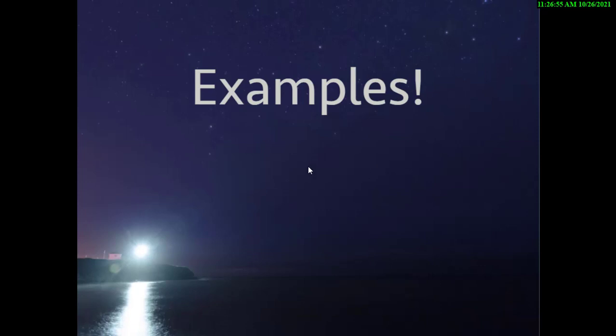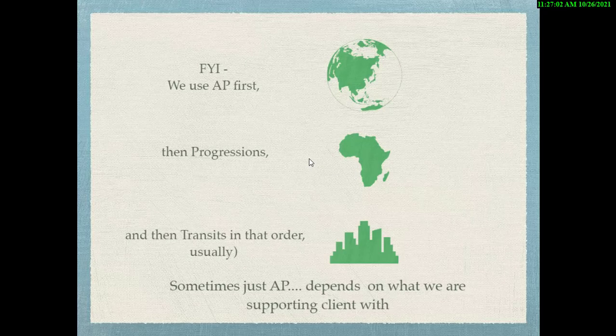So I'm going to move on right into some examples. They won't be exhaustive, but I want to at least showcase a few to give you a better idea. As we mentioned before, we always use the H point system first, then bring in your progressions, solar arc directions, and then if you must, use transits in that order.